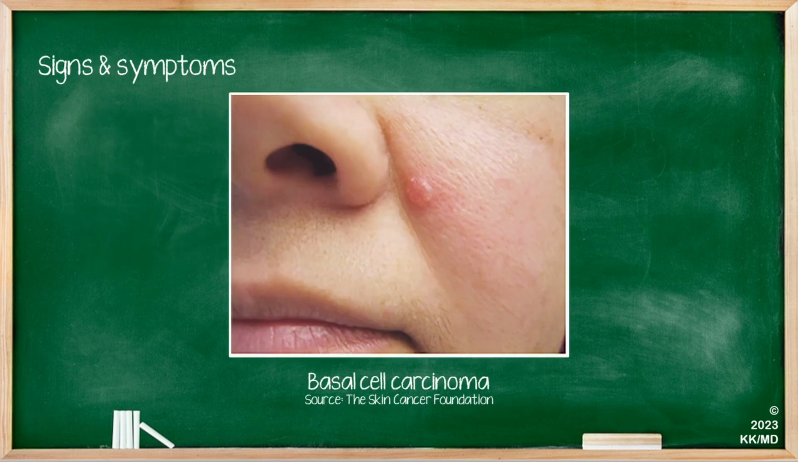So this is just to show you a classical picture of a BCC. These are really common on the face and also on the trunk. And here you can see a round pearly-like lesion in the nasolabial fold.